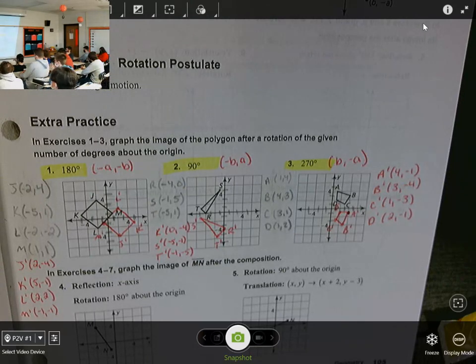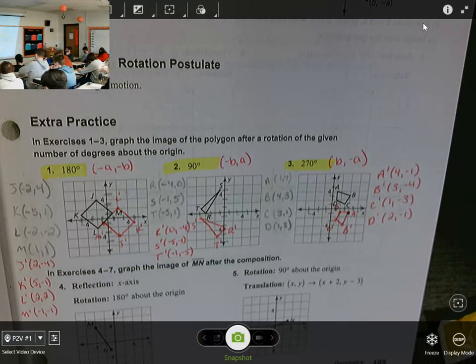Okay. 3 is a 270-degree rotation. It's B, comma, opposite of A, which means change the X, then flip it. So 1, 4 would become 4, -1, so to the right 4, down 1. 4, 3 would become 3, -4, so to the right 3, down 4. 3, 1 would become 1, -3, so to the right 1, down 3. And 1, 2 would become 2, -1, so to the right 2, down 1.